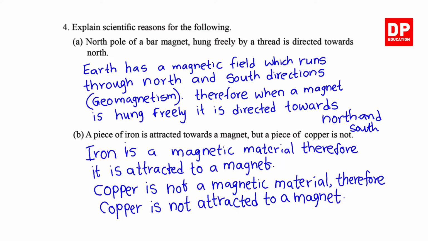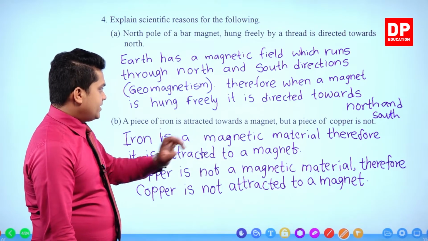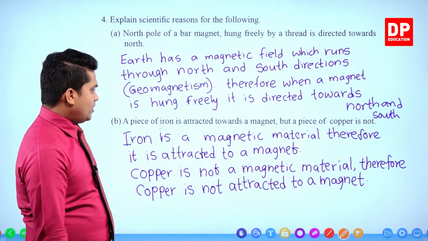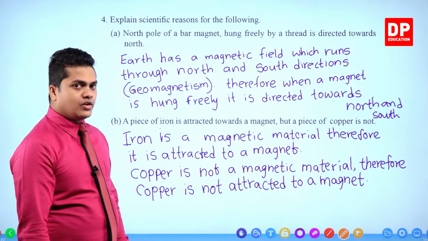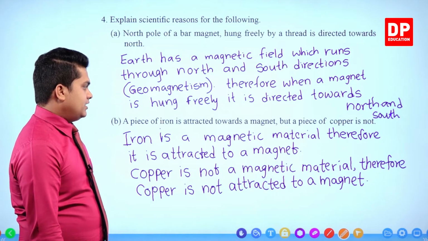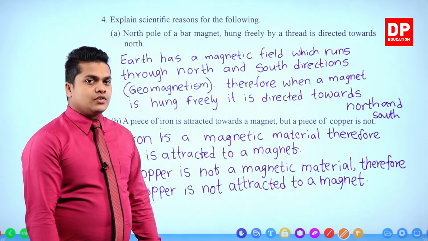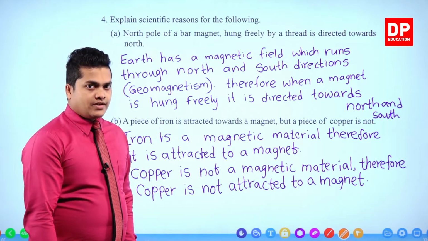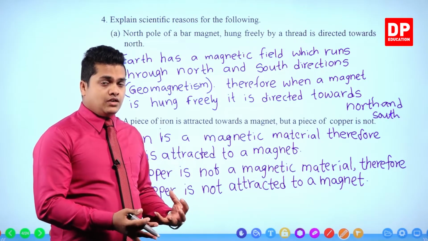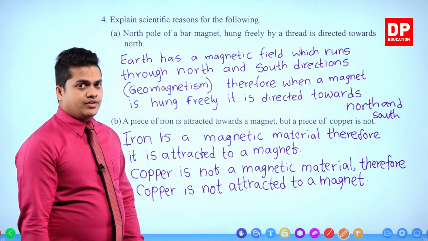So this is our explanation for the question. Iron is a magnetic material. Therefore, it is attracted to a magnet. Copper is not a magnetic material. Therefore, copper is not attracted to a magnet. So, iron is a magnetic material, but copper is not. Even though copper is a metal, it is not a magnetic material. This is our answer for the question then.